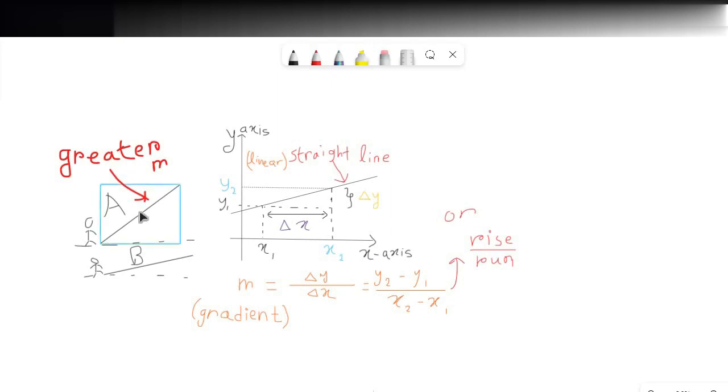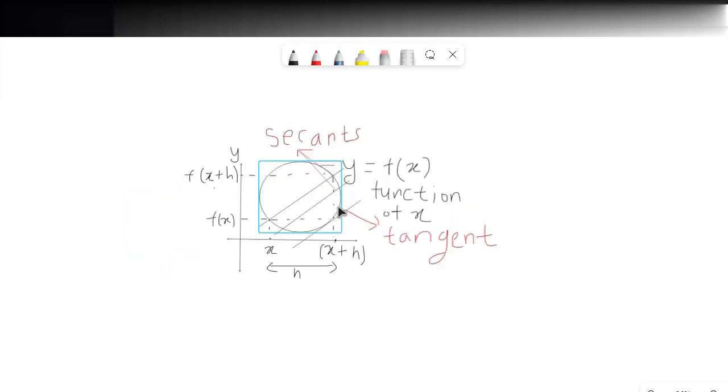Now let's think about two lines A and B, and if you notice, the line A has a greater slope than that of B. Therefore we can say that the line A has a greater gradient than B. Now let's think of a circle or a graph of a function of x and consider a line going through the circle at two different points, for example, x and x plus h. So their corresponding y coordinates would be f(x) and f(x plus h).